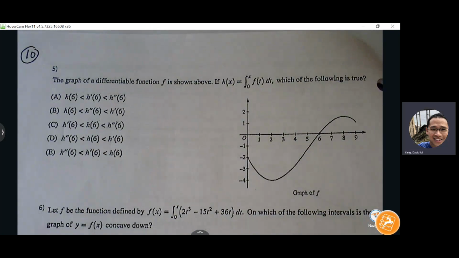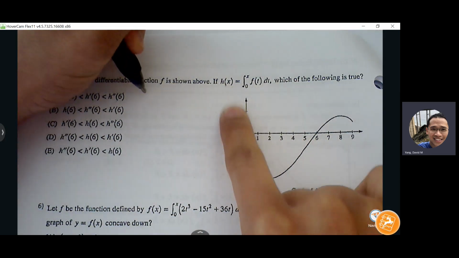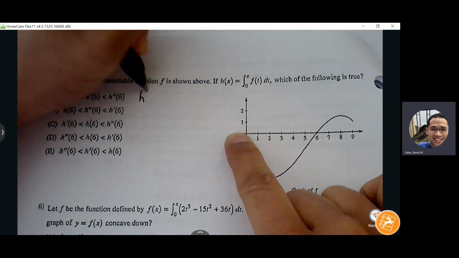Okay, the graph is a differentiable function. H is the integral from 0 to x of f of t dt, which of the following is true. So we're asked to compare between h of 6, h prime of 6, and h double prime of 6. Let's go ahead and build all the derivatives, and that way we can see all of them in front of me here. So here's h of x, I already have that defined. Let's find h prime of x.